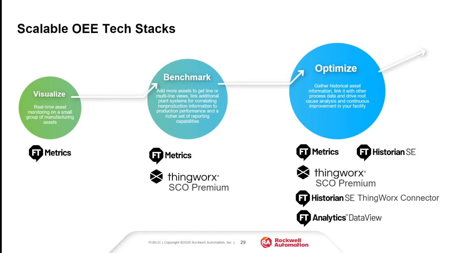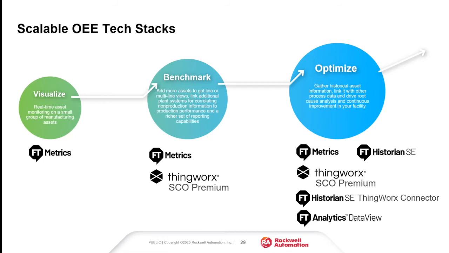So we have what we call Scalable OEE now. It was introduced maybe 6 months ago. It all starts out with visualizing your data with FactoryTalk Metrics. Then as we added some of the ThingWorx capability in, we can benchmark and optimize, adding benchmarking or maybe correlating non-production information into your OEE data.